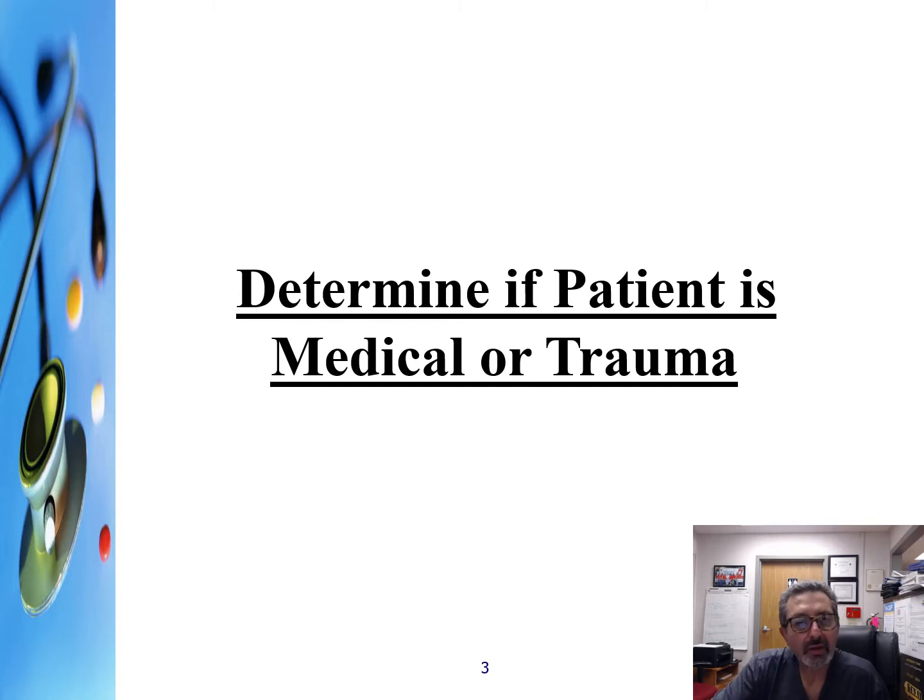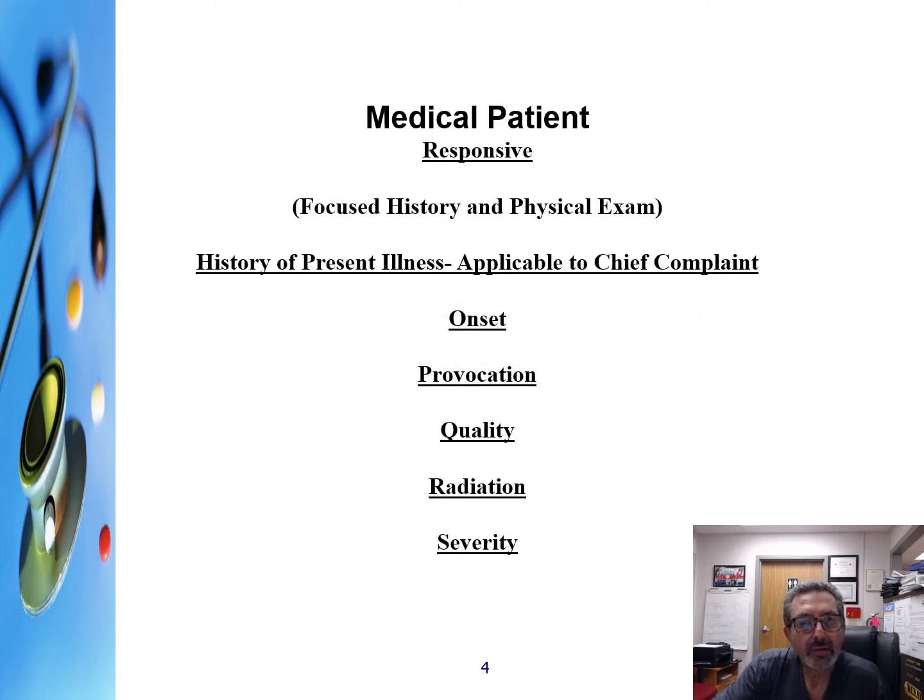At this point, we're going to determine if our patient is medical or trauma. Medical patient, and we're going to talk about a responsive patient. What we're going to do is a focused history and physical exam. History, we're going to take a look at the present illness, and it should be applicable to the chief complaint. We're going to do the onset, the provocation, the quality, the radiation, and the severity.